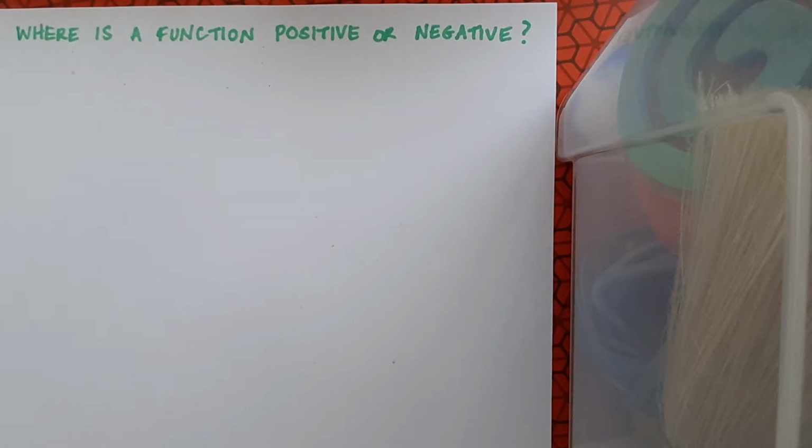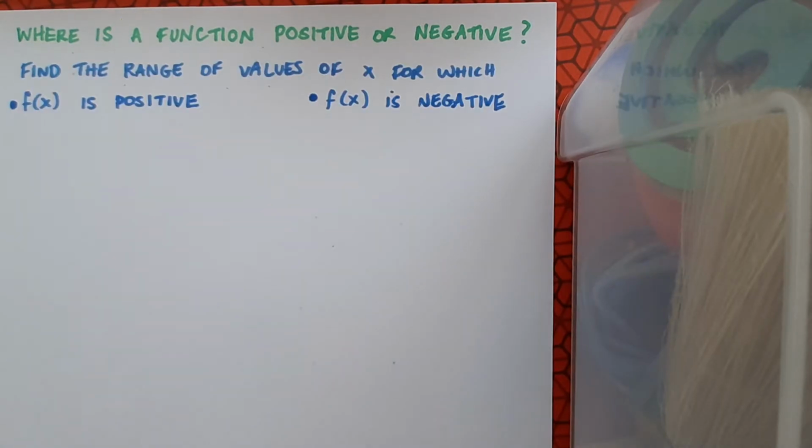This video is about interpreting graphs of functions and specifically looking at where a function is positive or negative. So the first thing to look at is the couple of different ways in which this question can be asked. The question might just say, find the range of values of x for which f of x is positive, or alternatively for which f of x is negative.